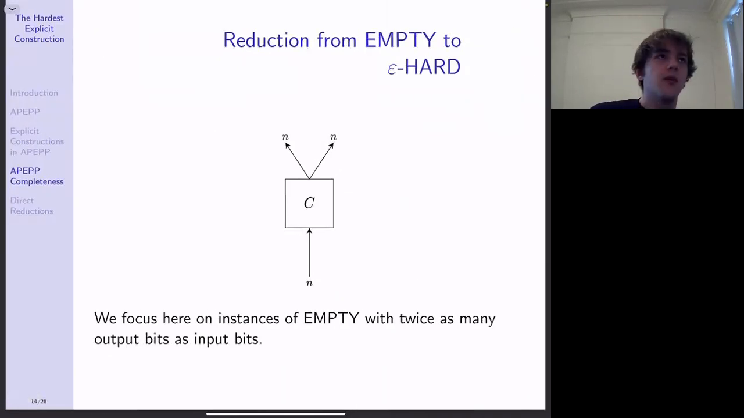To start out this reduction, we have some instance of EMPTY, and we're going to assume that this instance has twice as many outputs as inputs. So it has n inputs and 2n outputs. We show in the paper this is without loss of generality.